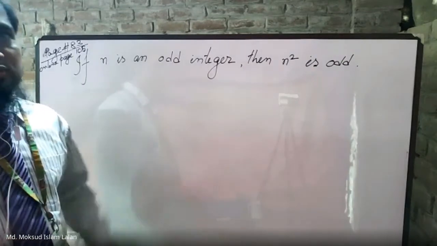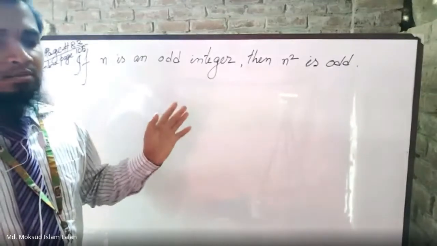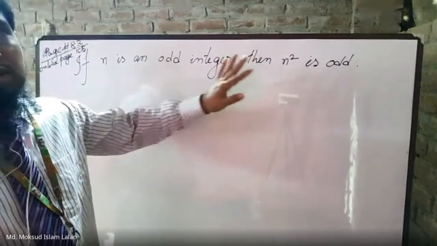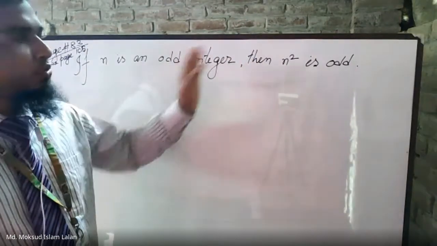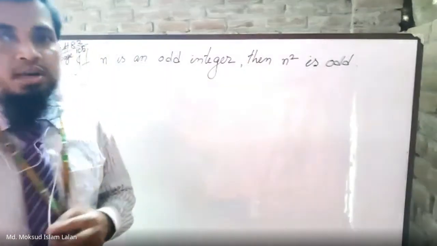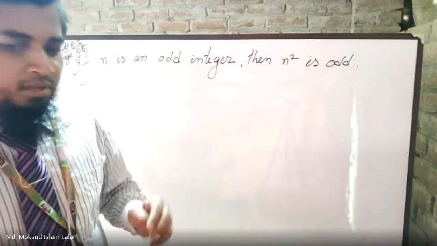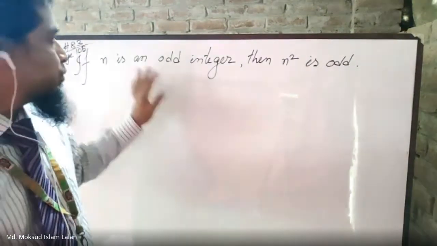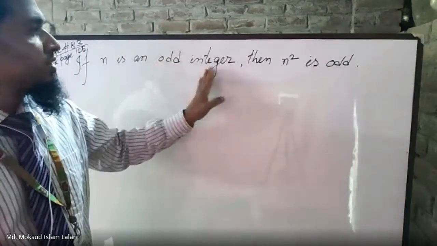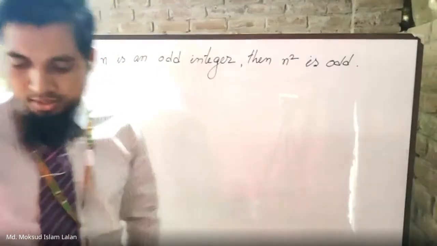Actually there are several things we are going to talk about today. First one is integers and how many ways you can prove this, in which way you can prove this, and another is algorithms, if possible, or maybe we will start next class. So first, integers. If n is an odd integer, then n square is also odd. Try to understand, dear student.